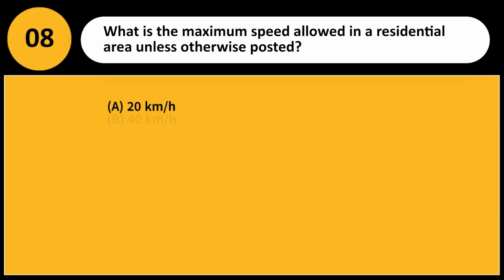What is the maximum speed allowed in a residential area unless otherwise posted? A. 20 km per hour. B. 40 km per hour. C. 60 km per hour. D. 80 km per hour.